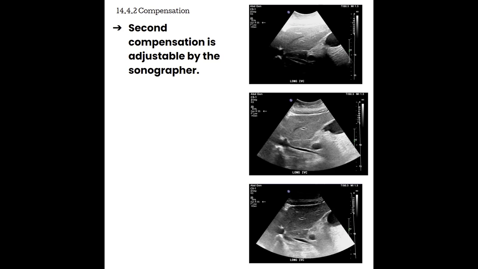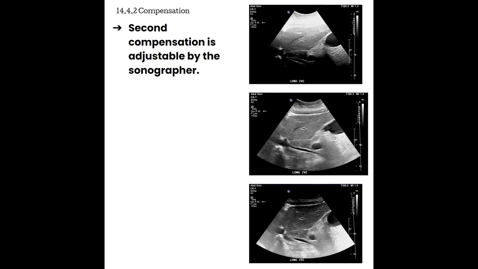You're going to have maybe a really bright near field with a really dark far field, or maybe it's the other way around. You have a really dark near field with a really bright far field, depending on what structures you're imaging, if attenuation hasn't occurred in the way that we would expect. So as a sonographer, you're really going to use your knowledge of attenuation to either decrease the brightness of the echoes in the near field or increase the brightness of the echoes in the far field to really make it even throughout.